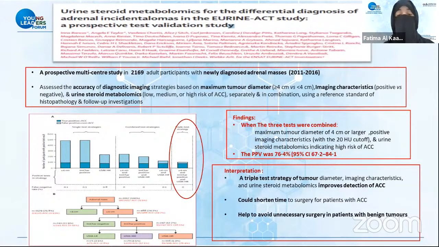Therefore, we can conclude from this study that a triple test strategy of tumor diameter, image characteristic, and urine steroid metabolomics can improve the detection of adrenal cortical carcinoma, can shorten the time to surgery for patients with adrenal cortical carcinoma, and can help to avoid unnecessary surgery in patients with benign tumors.